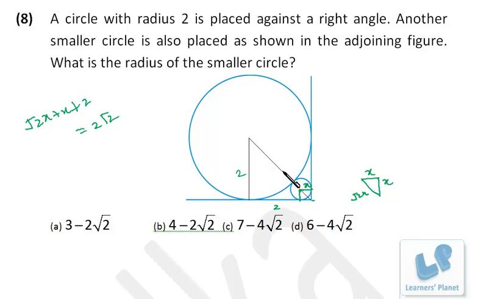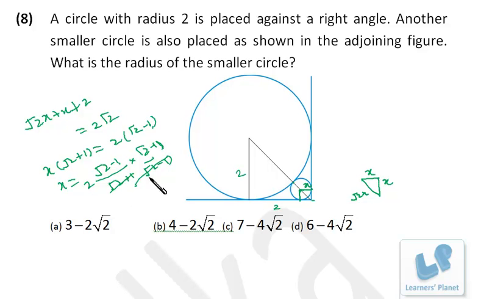This portion plus this portion plus this portion should be equal to the hypotenuse of this triangle, right? So root 2 x plus x, that means x(root 2 plus 1) is equal to 2 root 2 minus 2. So 2(root 2 minus 1). So x must be (root 2 minus 1) upon (root 2 plus 1) into 2. So you can rationalize it because the answers are in this format only.